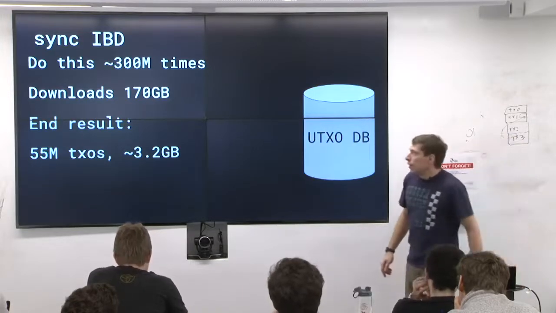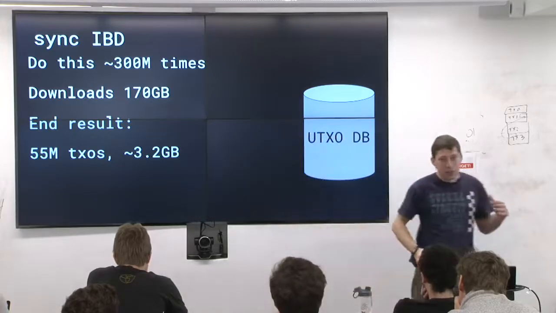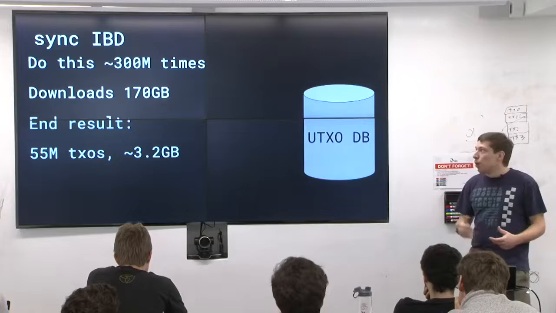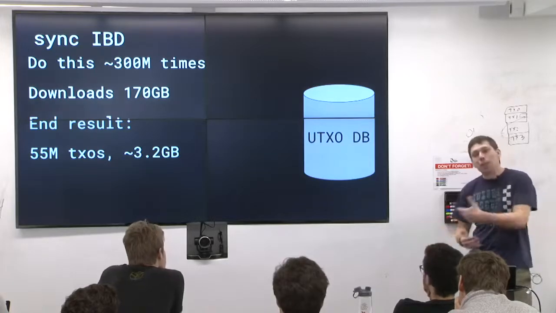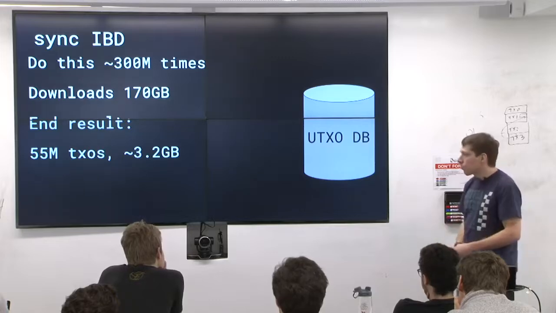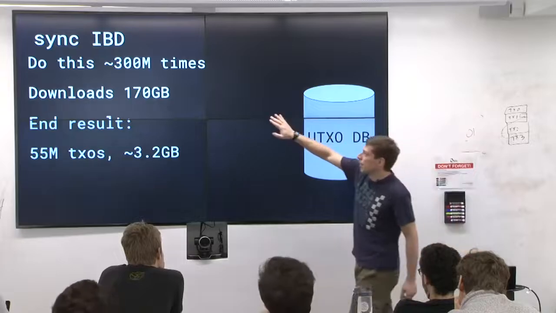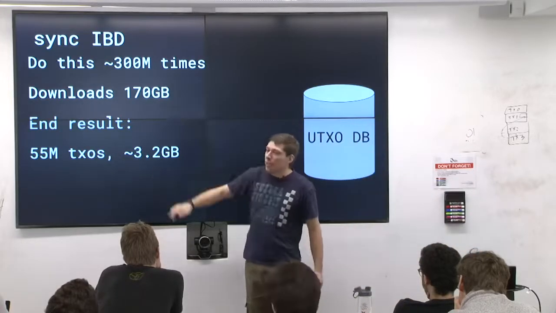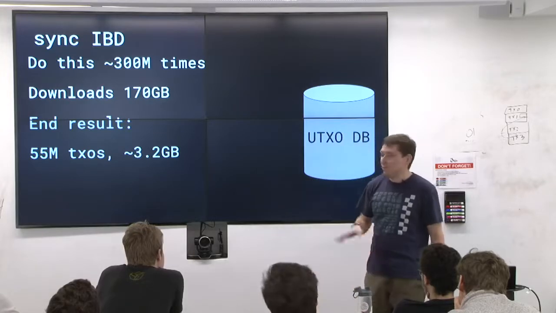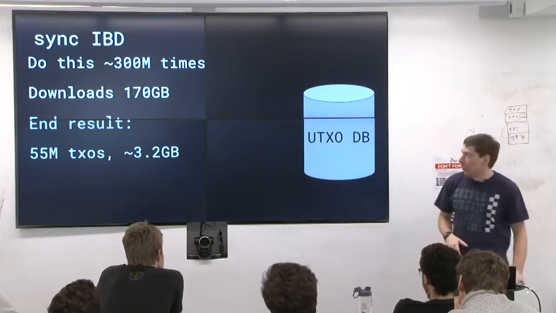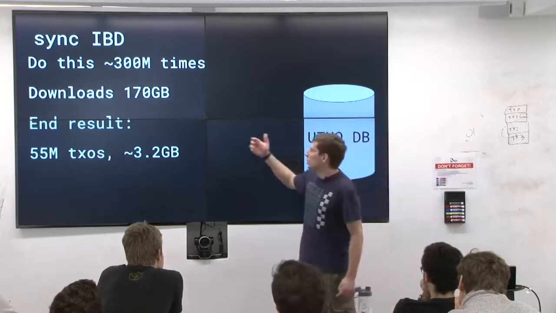So yeah, but you had to download that 170 gigabytes to get to the 3.2 gigabyte end state, right? Because most of the transactions that have been created and most of the outputs have later been spent, right? So there's a lot of churn. So yeah, of the 300 million, and these are not the same numbers. I was actually looking at how many transaction outputs have been created throughout all of Bitcoin, and I couldn't find the number, and I didn't want to write software to figure it out. But you can certainly figure it out from the blockchain.